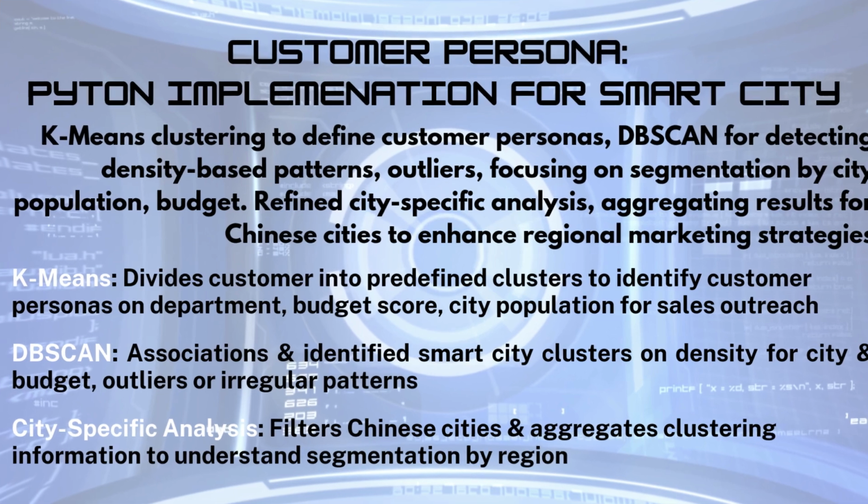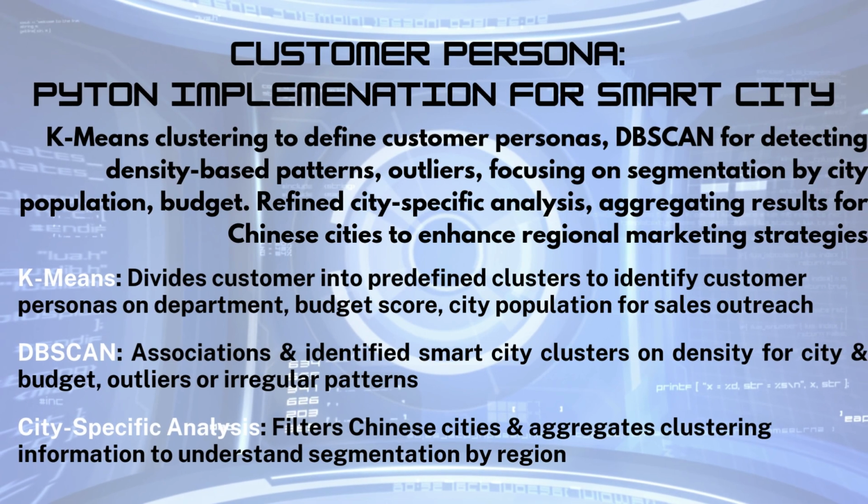Okay, this is basically to explain the implementation. It was a Python implementation using DBSCAN and K-Means to identify clusters and define customer personas. DBSCAN was detecting density patterns and focusing on segmentation for population. We also looked for outliers, and we refined city-specific analysis. This was also done getting results in these Chinese cities to enhance regional marketing strategies. The key was that K-Means divides the customers into predefined clusters to identify customers, and so that's what the persona is all about.